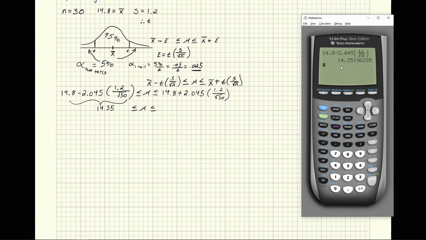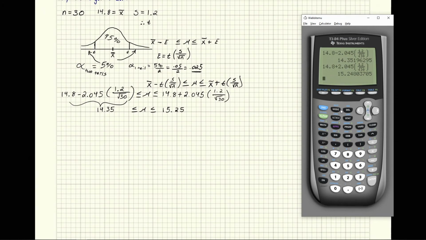So now we're going to go ahead and do the positive side. It's really easy on the calculator. Just come up to this and highlight it and hit enter. And it brings it back up. And what you can do is you can actually just change this to a plus sign. So we hit plus, and we hit enter. And you get the upper range because remember, it's just the same expression just added. So we get 15.25 if we round. All right, so this is our confidence interval.